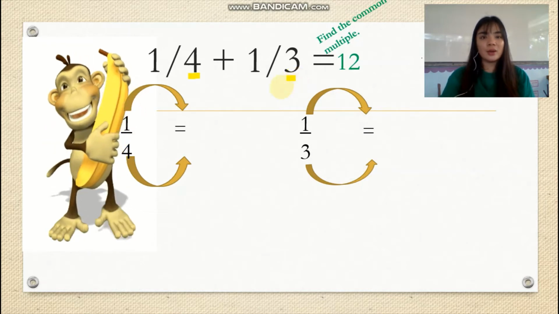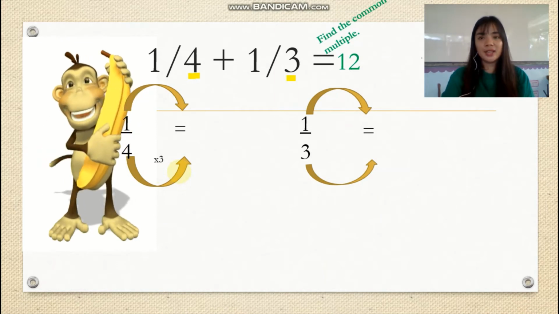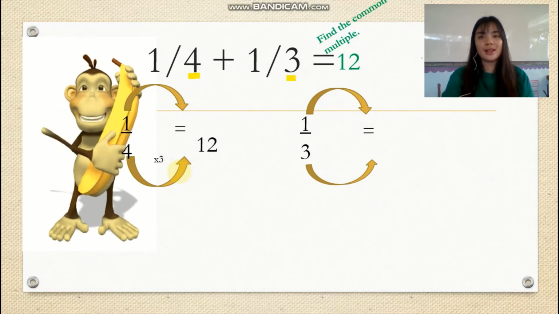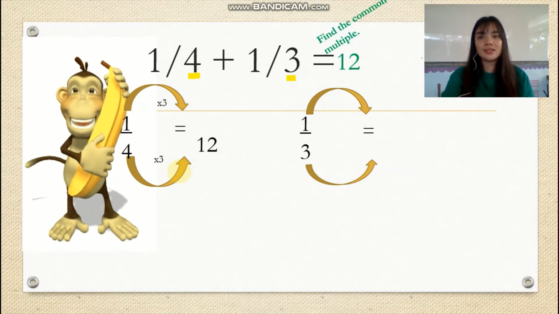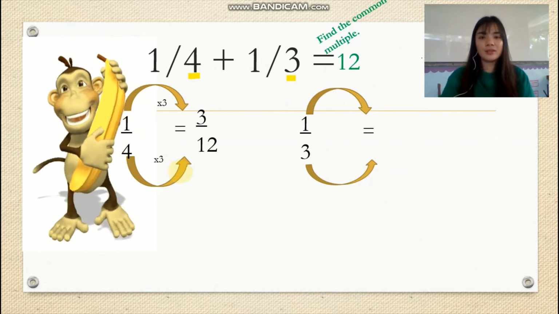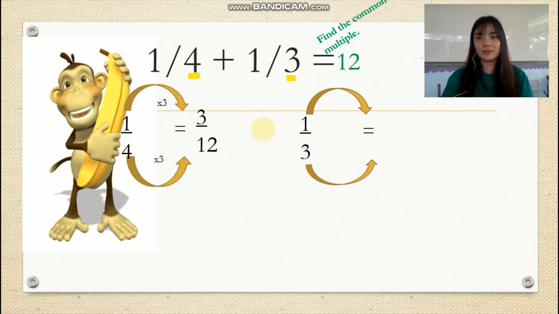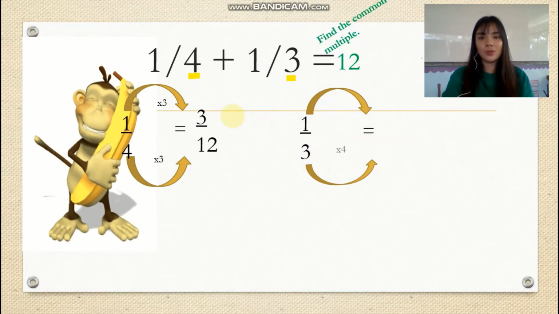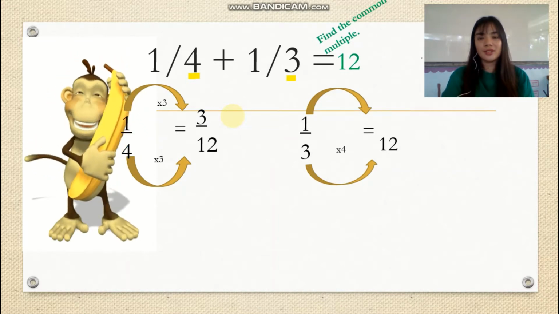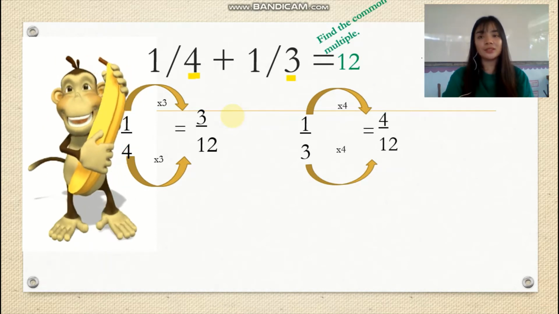What can we multiply now by 4 to make it 12? It is 3. So 4 times 3 is equal to 12. Then 1 times 3 is equal to 3. How about 3? What can we multiply by 3 to make it 12? It is 4. So 3 times 4 is equal to 12. Then 1 times 4 is equal to 4.